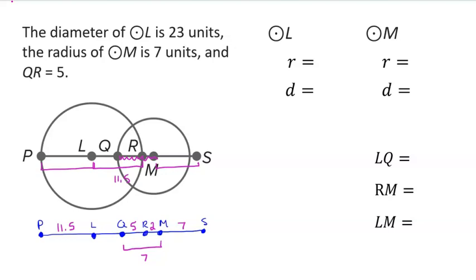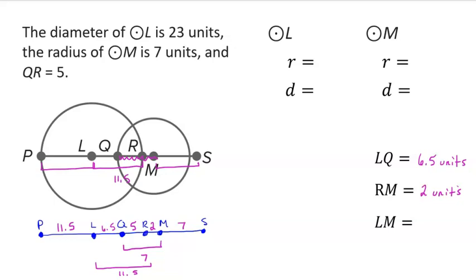And then going back to what I know about circle L, this piece to this piece, L to R, needs to be 11.5. And 11.5 minus 5 is going to give me 6.5 here. Now that I know each and every piece, it makes it a lot easier for going through and doing these. So L to Q is going to be that 6.5 units. RM is going to be 2 units.